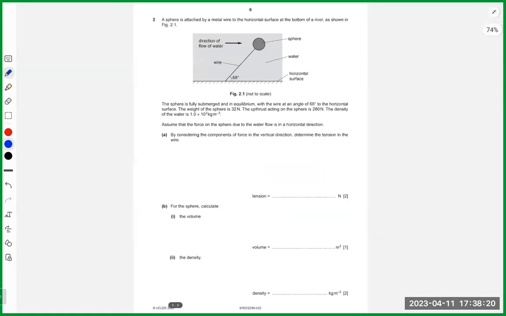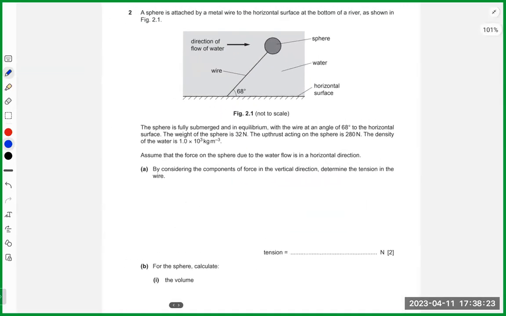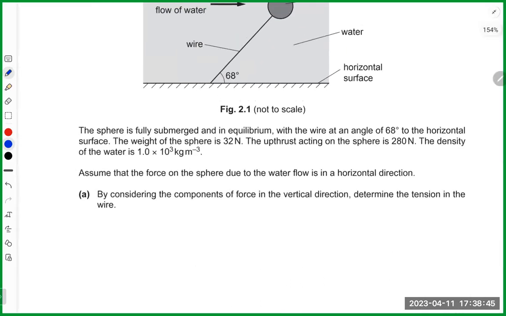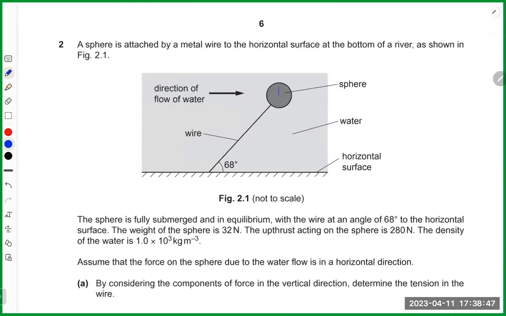Now go to question number two. A sphere is attached by a metal wire to a horizontal surface. The sphere is fully submerged in the liquid. The wire is at an angle of 68 degrees to the horizontal. The upthrust on it is 280 Newton. The upthrust, the force that is trying to pull the ball up, is 280 Newton.